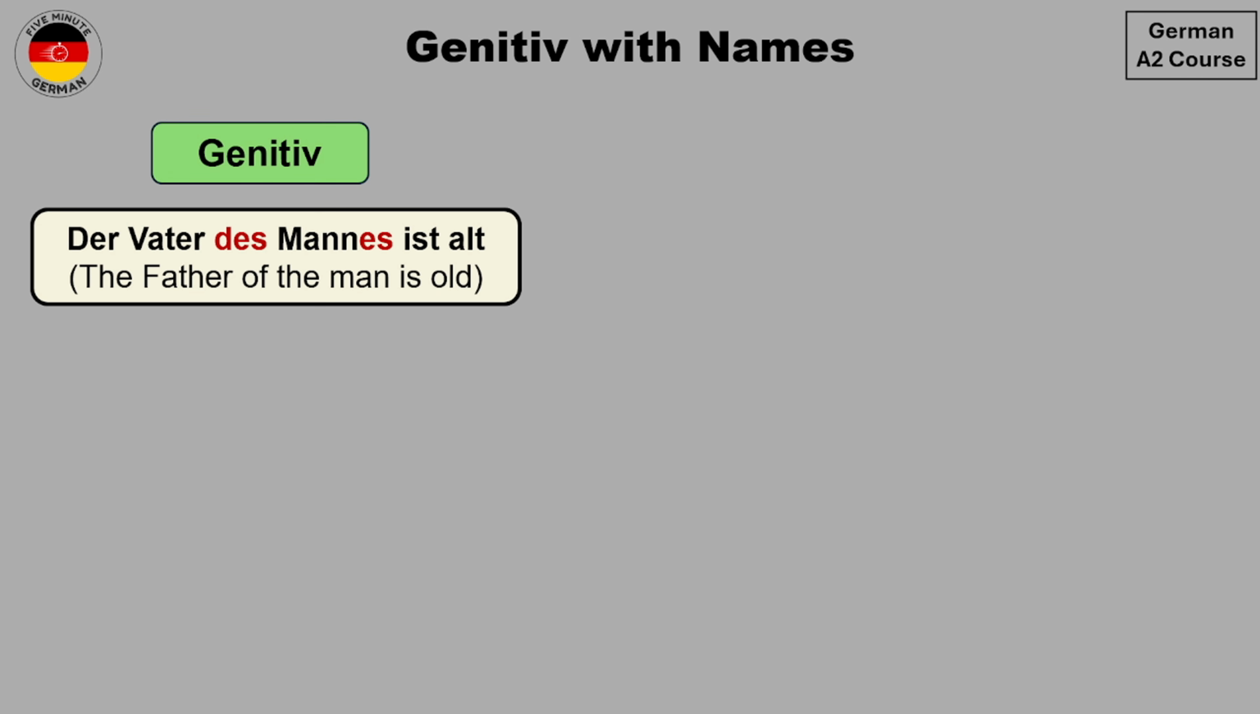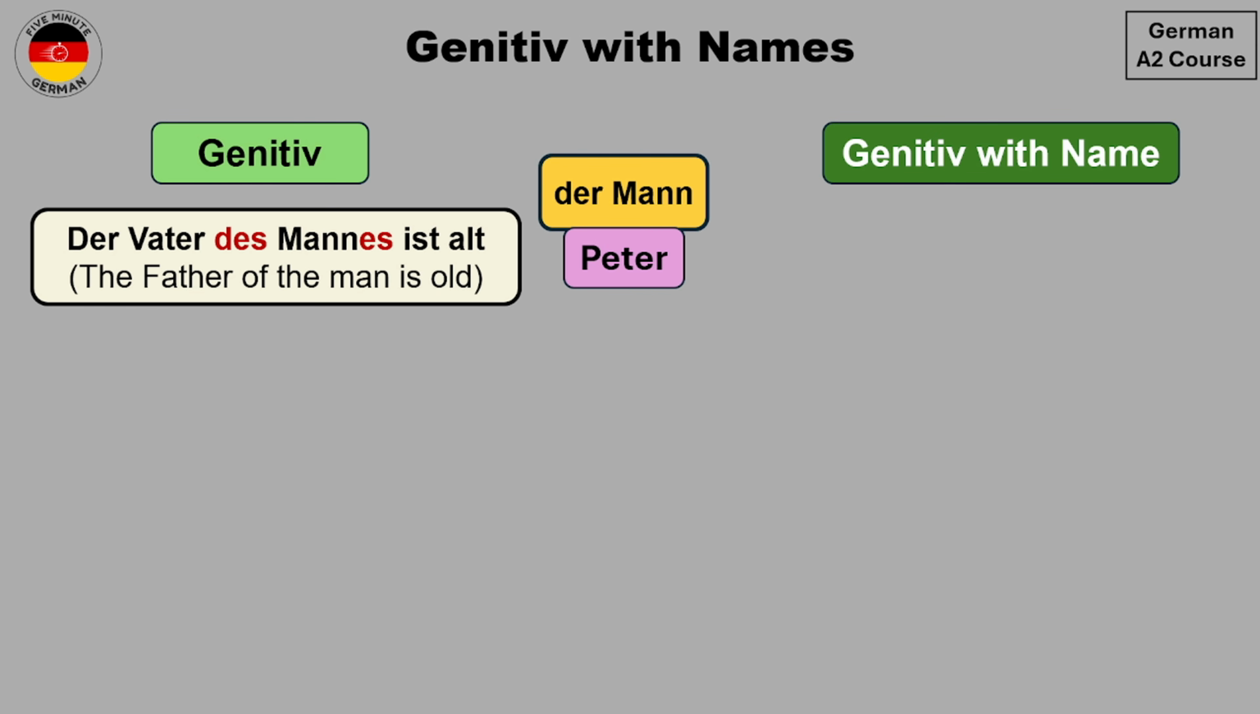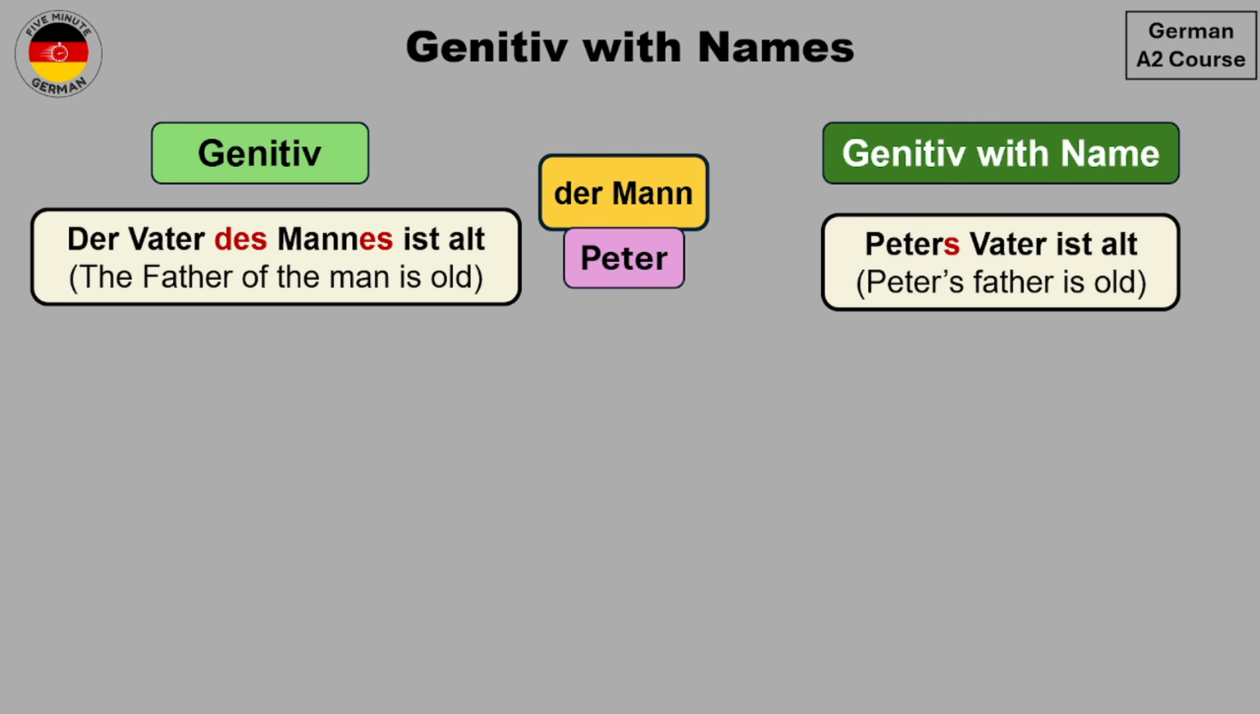Now suppose that der Mann, who is being mentioned over here, has a name, and his name is Peter. Then the sentence, when written with a name in German, will be Peters Vater ist alt, which means Peter's father is old. So you see that we only add an S after the name, and the rest of the structure is similar to as we write it in English.